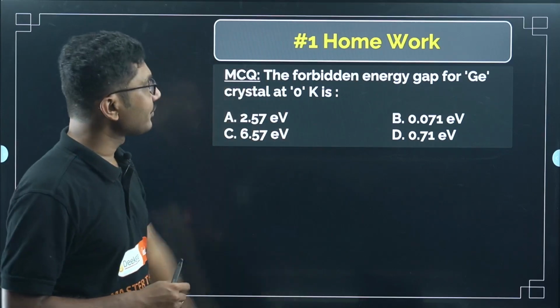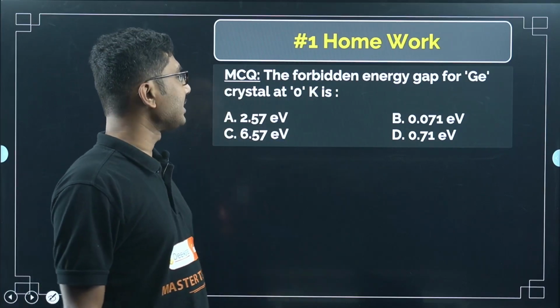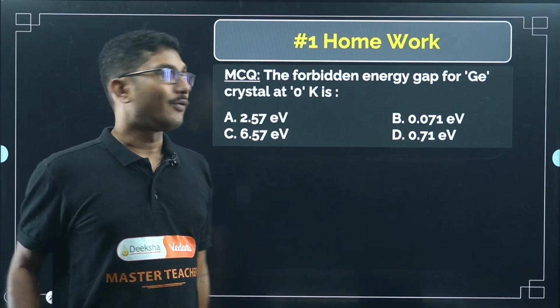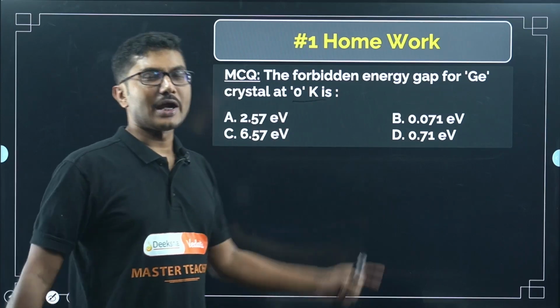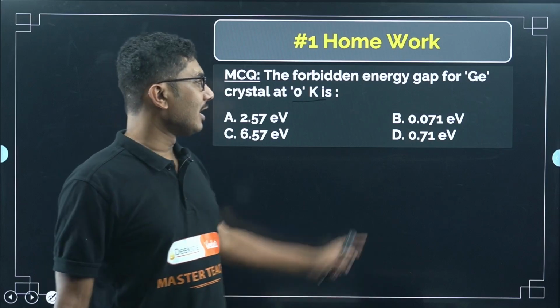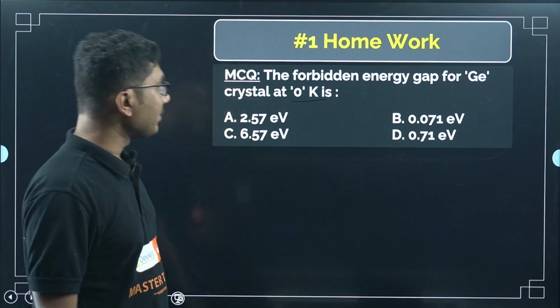Okay, so this is the first question, a very interesting question. What is the forbidden energy gap for a germanium crystal at 0 Kelvin? 0 Kelvin is absolute zero. Do some research, try to find out the value and mention the answer in the comment below. This is from your previous year question.